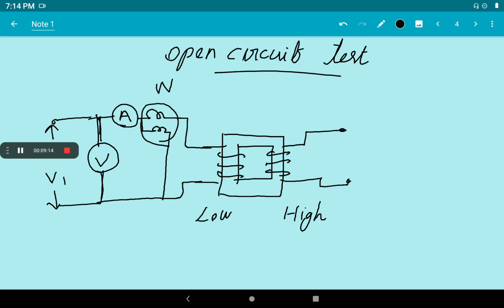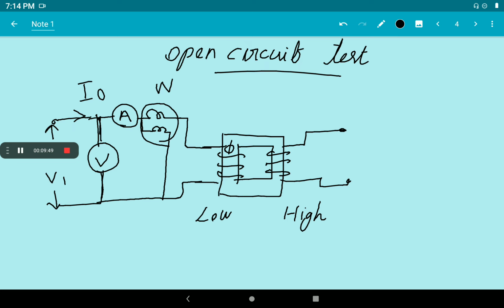Under these conditions, what will happen in the transformer? Normal flux will be set up in the core, because we are applying the rated voltage V1. There will be a flux phi in the core, so normal iron loss will occur. Once we apply a voltage, there will be a no load current I0, and therefore normal iron loss will occur. Iron loss means core losses due to hysteresis and eddy current losses.